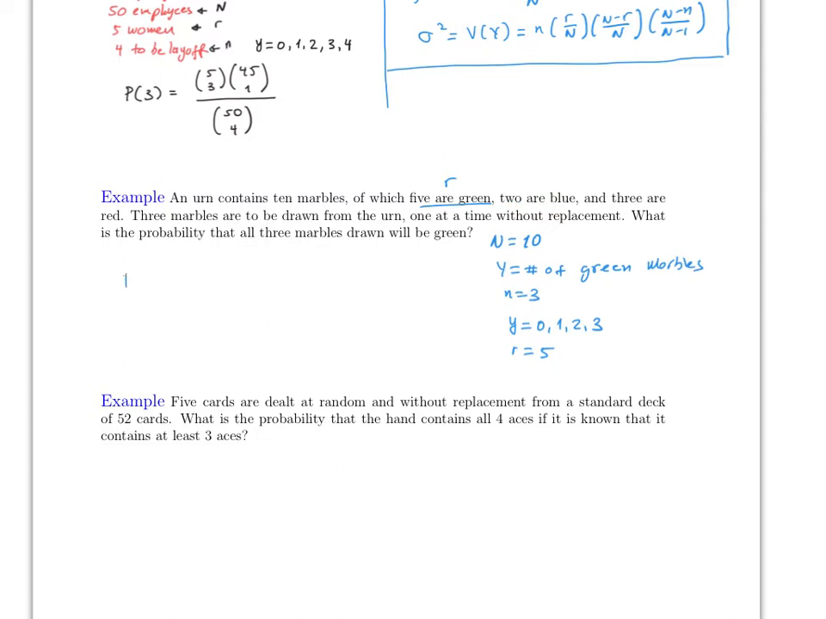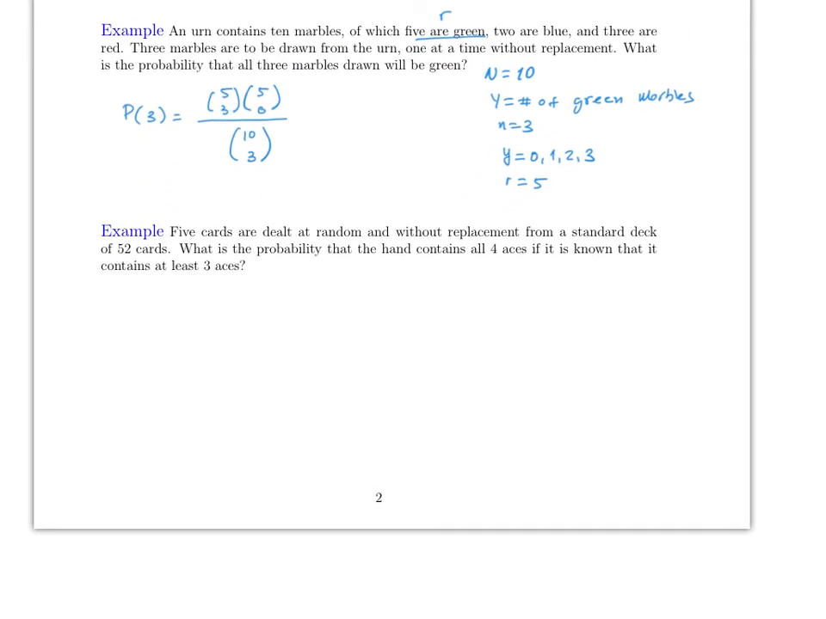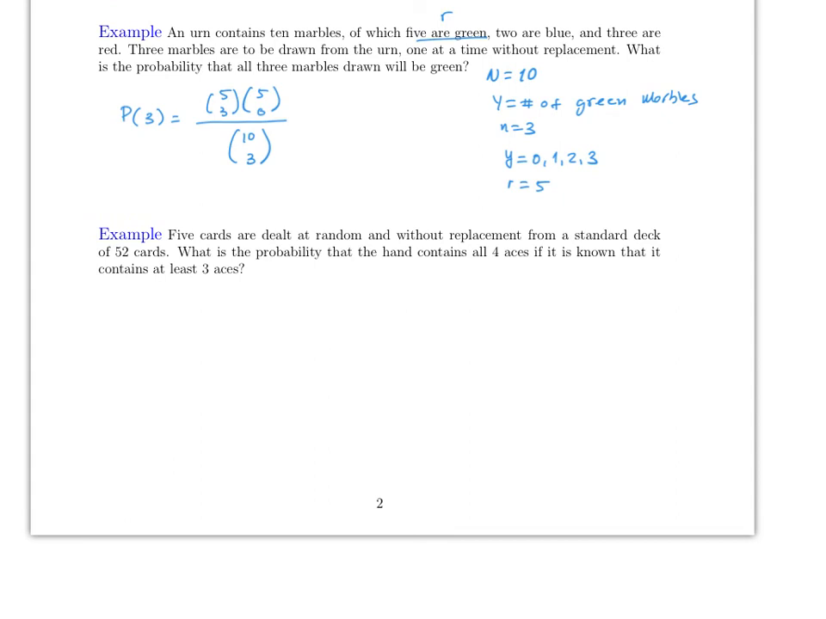So in our case, you want to find the probability that y is equal to 3. So according to the formula, this will be 5 choose 3, and then you have 5 left, but you want 0, and the value will be 10 choose 3. All right, so let's look at another example that is a little more interesting than this one. Still using the same formula, but this also requires conditional probabilities.